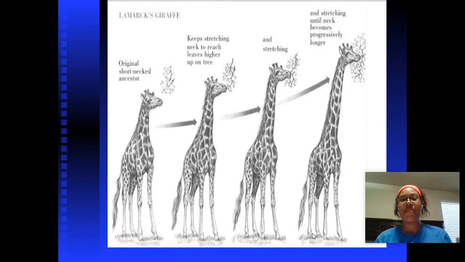All right, so here we have a picture of the original giraffe, and then it kept stretching and stretching and using its neck until it became what we see today. We know this is not the case. This is not how it happens, but this is what Lamarck thought.